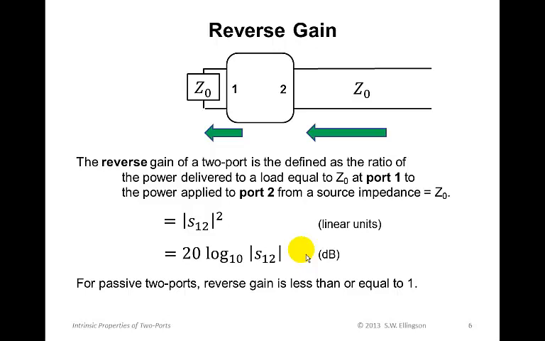And we end up with the same observation that for passive two ports, the reverse gain has to be less than or equal to 1. And for the same reasons.